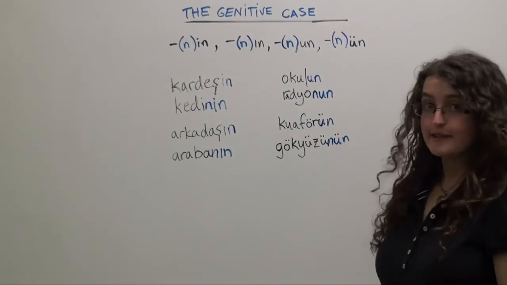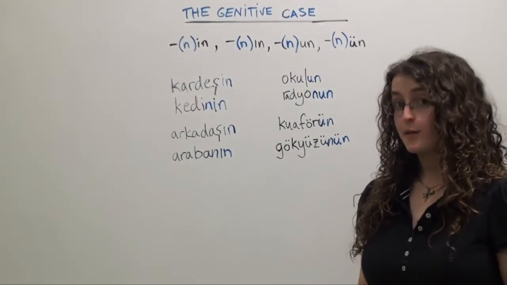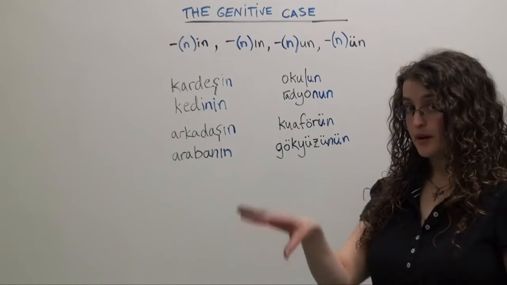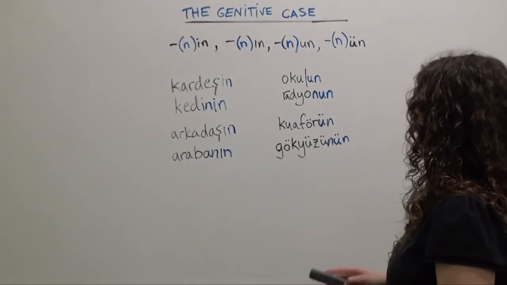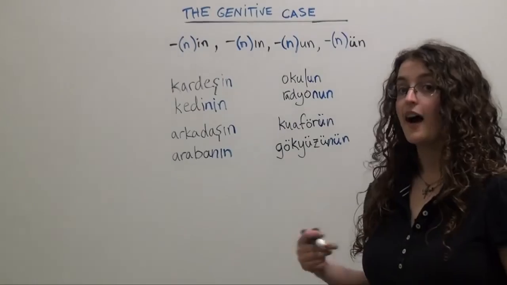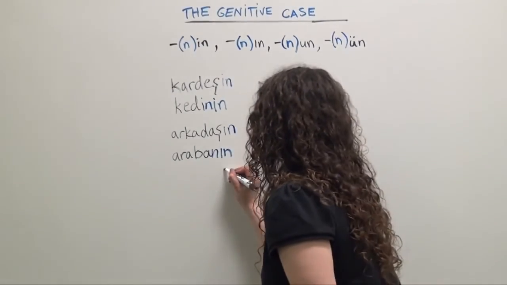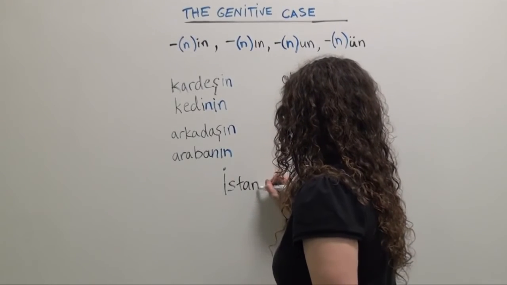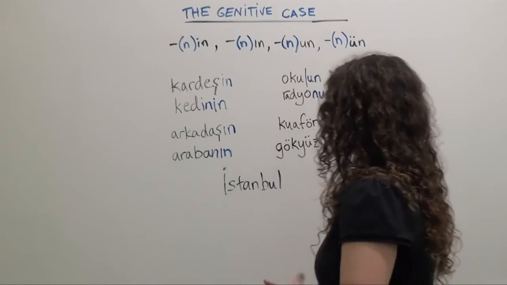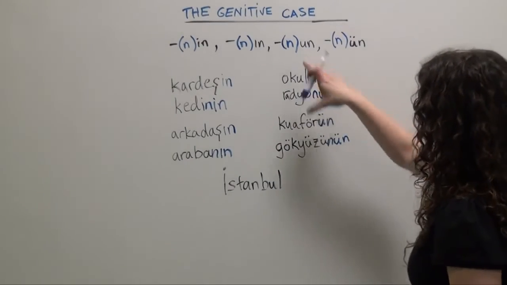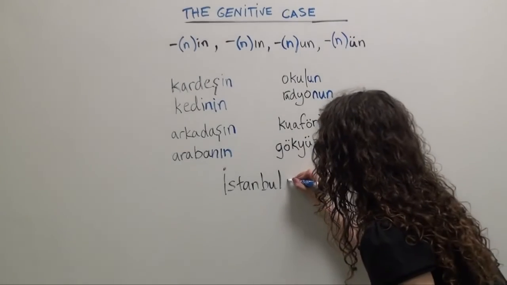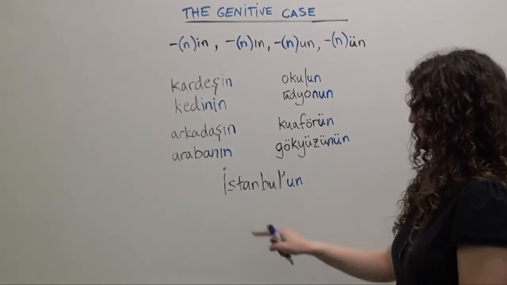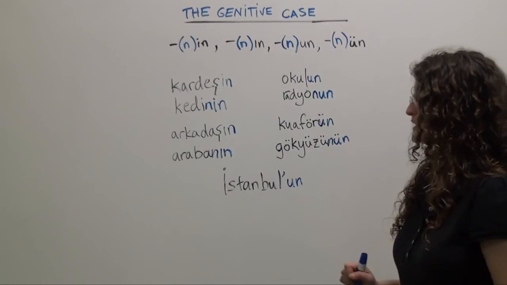One final note. If you're adding the genitive case to a proper noun, like the name of a person or the name of a city, you're going to need to use an apostrophe to separate the noun from the genitive case ending. So, for example, if you want to say of Istanbul, of the city of Istanbul, start with the word for Istanbul, İstanbul. According to vowel harmony, we're going to choose un as our genitive case ending, İstanbul'un. But because Istanbul is a proper noun, we're going to add an apostrophe here. So İstanbul'un, of the city of Istanbul.